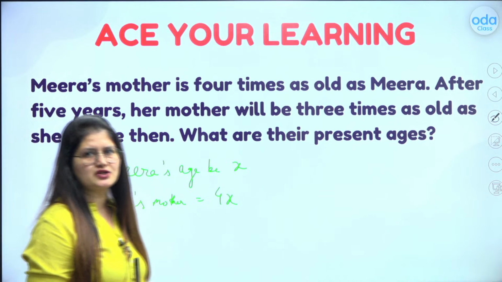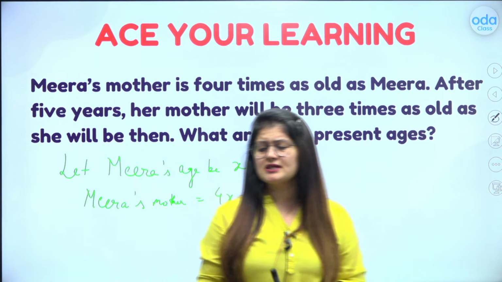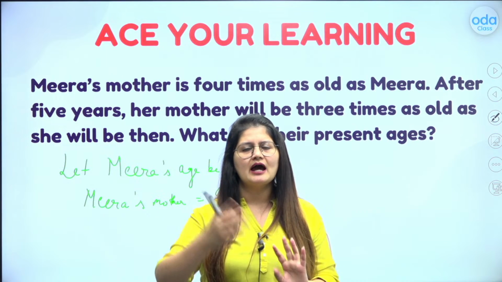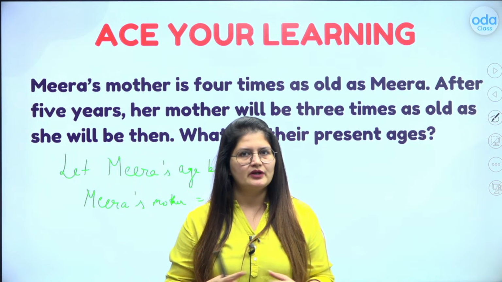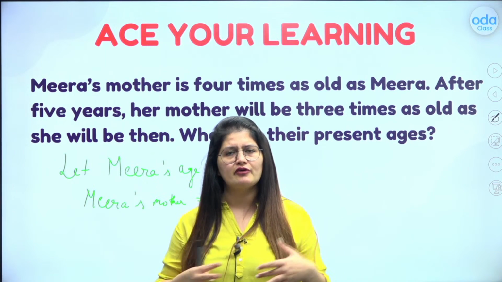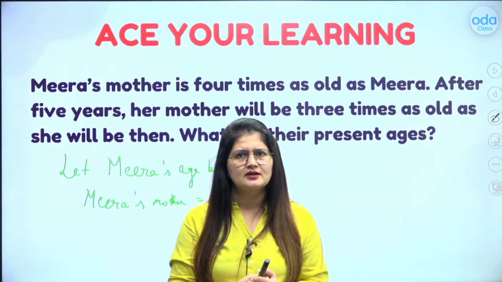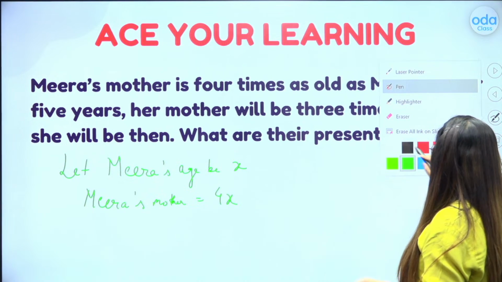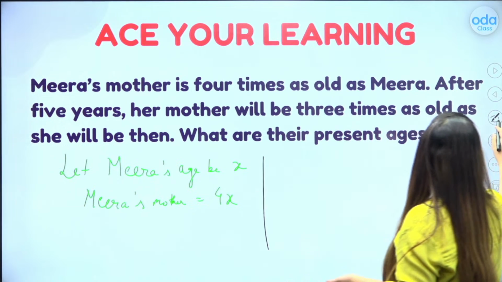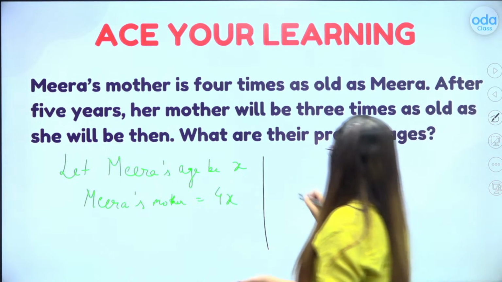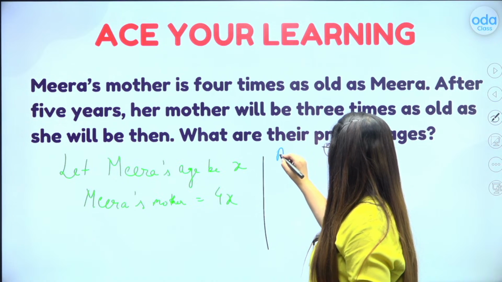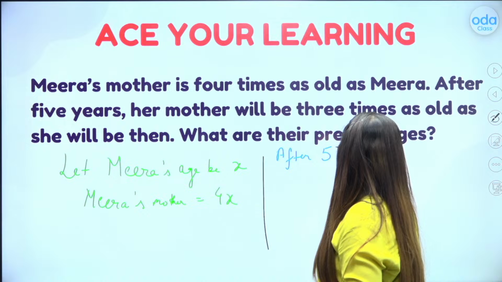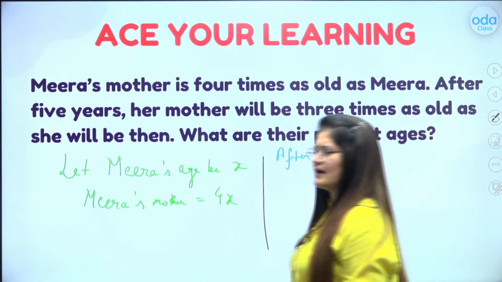Now let's move with the question further. The question says after 5 years. Firstly, I want to ask you a question. What will happen after 5 years? It is very obvious that the age of Mira as well as of her mother is going to increase by 5 years, isn't it? Yes. So now let's talk about a scenario where we will be talking about their ages after 5 years. So after 5 years, what will happen?